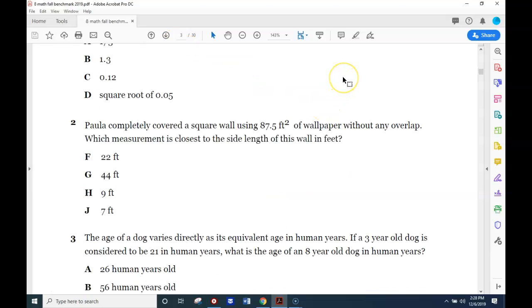Number 2. Paula completely covered a square wall using 87.5 square feet of wallpaper without any overlap. Which measurement is closest to the side length of this wall in feet? F. 22 feet, G. 44 feet, H. 9 feet, J. 7 feet.